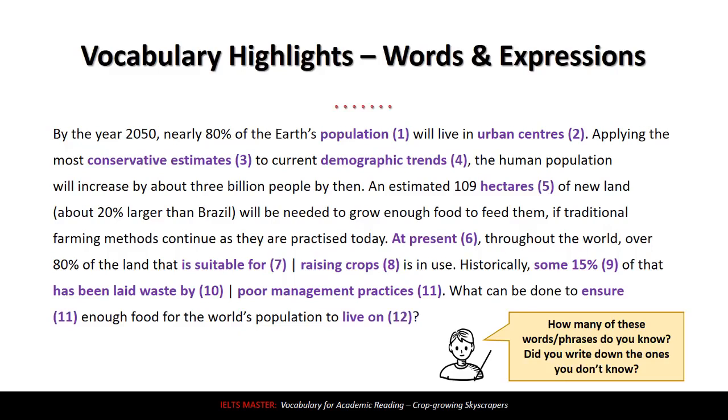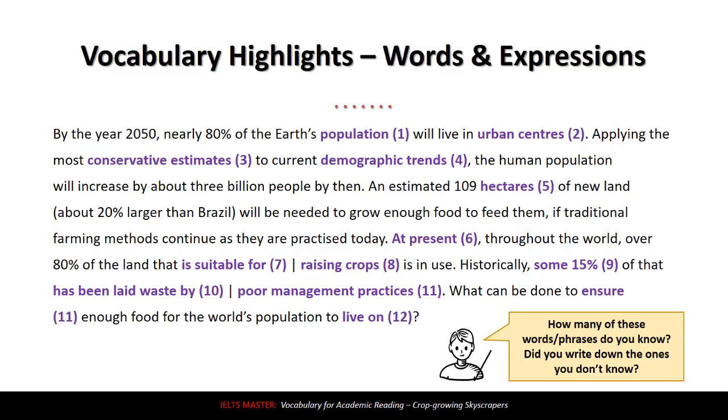So that's number 3. Next, we have demographic trends. Okay, demographic is related to population and the kinds of people that live in a place. Demographic. And a trend is how something changes over time. So demographic trends is related to how people will change over time. Next, we have number 5, hectares. You can probably understand from reading this sentence, but a hectare is a way to measure how big the land is, how much land there is. So 109 hectares is a measurement of the size of the land.